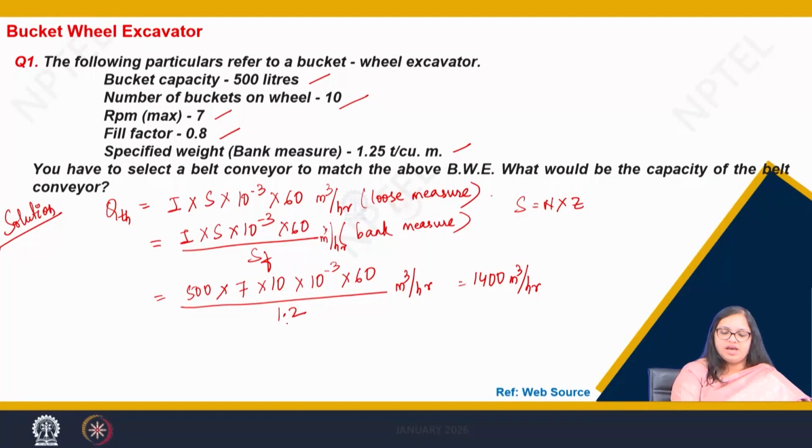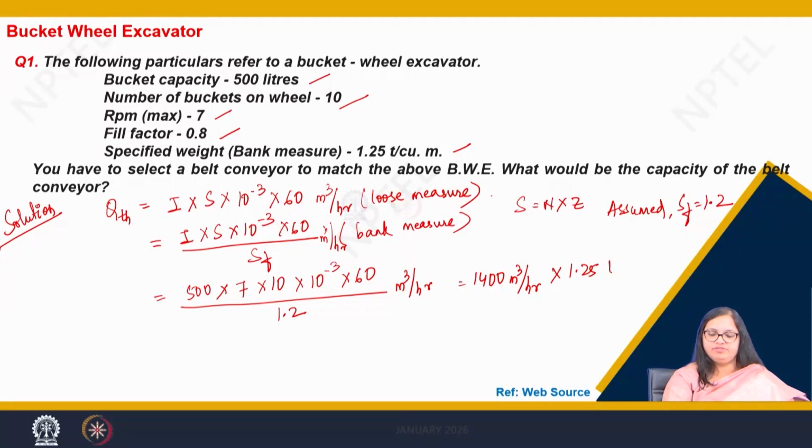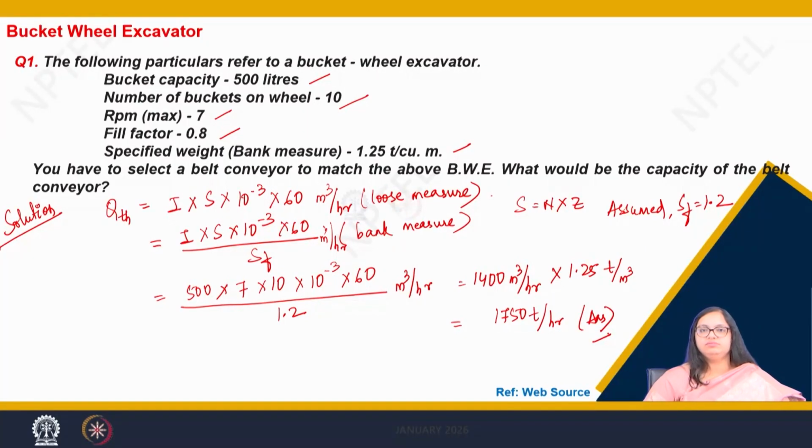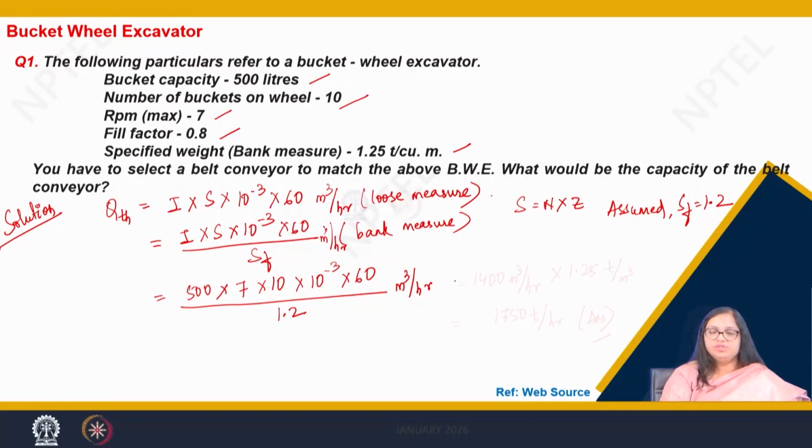Here I have assumed my SF as 1.2. If I have to convert it into ton, I multiply by 1.25 ton per cubic meter, which will give me 1750 ton per hour. So, this is my answer.